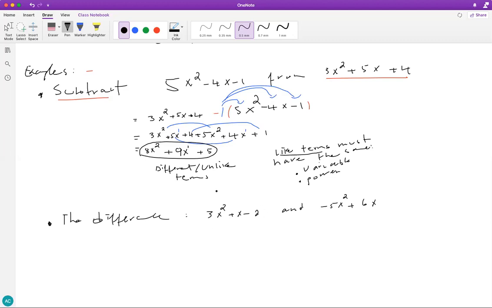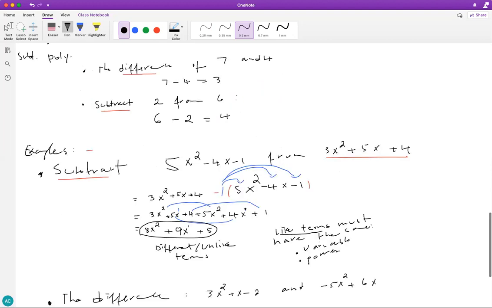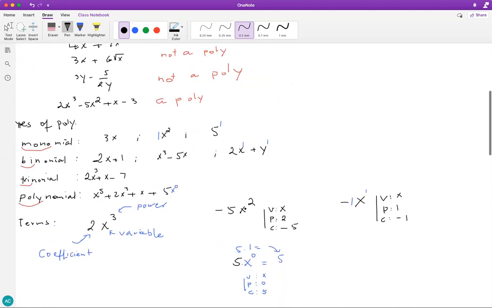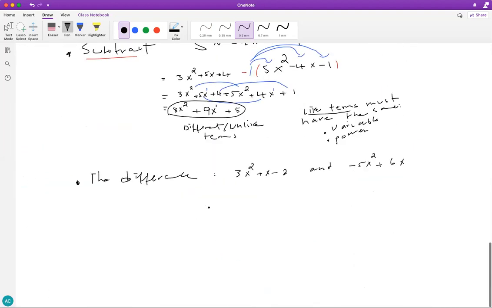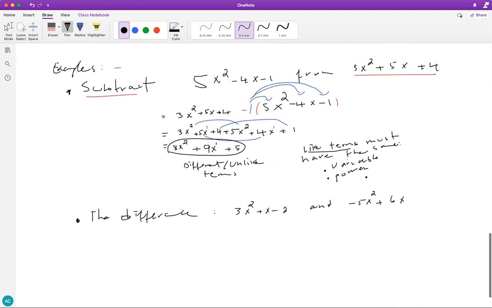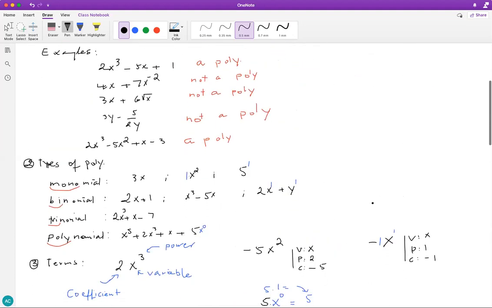What type of polynomial is this again? With three terms, 1, 2, 3. What type is it based on what we saw earlier? Trinomial. That's right. This is a trinomial because it has three terms. What about this one with two terms? What type is it? This one has only two terms, so we're going to call it a binomial. That's right, binomial. So monomial for 1, binomial for 2, trinomial for 3. Anything more than that, you can call it polynomial.